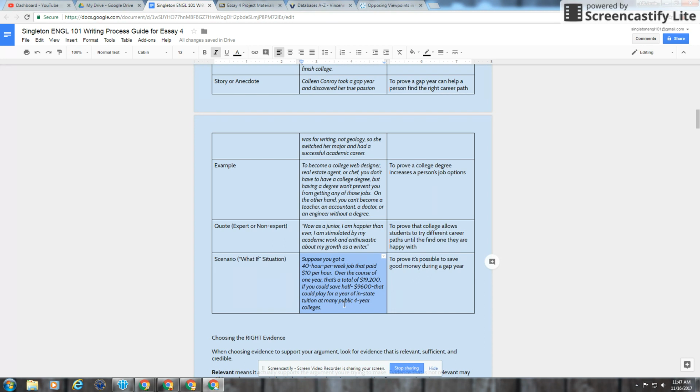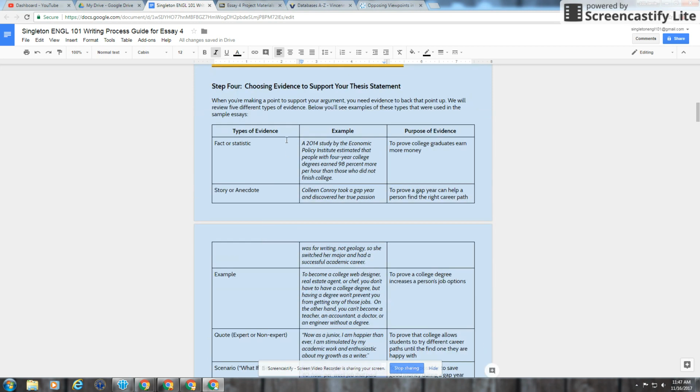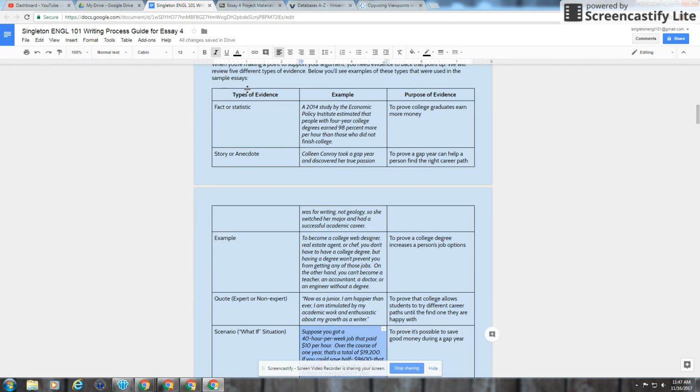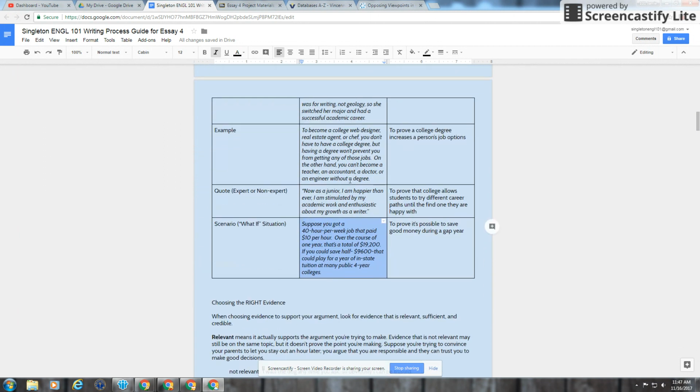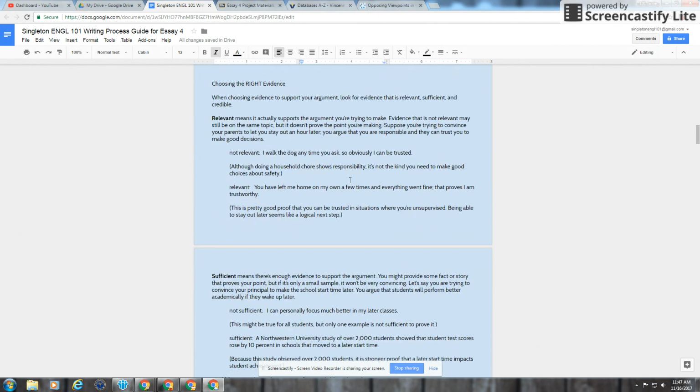So you may want to use some sort of scenario. And again, that could come from common knowledge, something of your own, or even something from an outside library source. So when you're trying to find support for your reasons and you're using evidence to try to build your case, you can use these 5 types of evidence there. It's also important that you choose the right evidence.